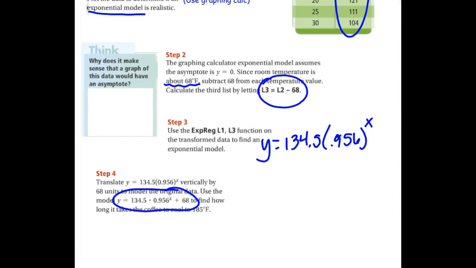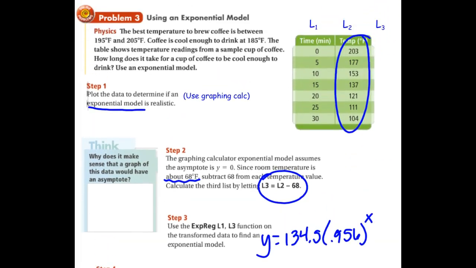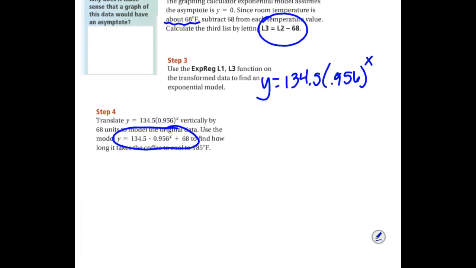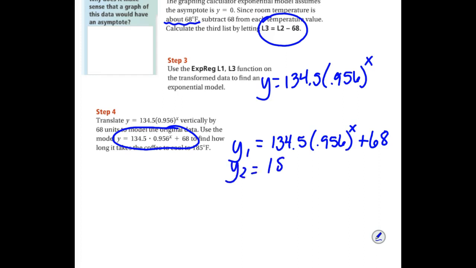All right, now it says, how long does it take for that cup of coffee to cool to 185 degrees? Okay, we have our equation. So you're going to enter in your calculator, y1 equals 134.5 times 0.956 to the x power plus 68. And put a second one in, just 185. That'll be a horizontal line that comes across, and we can figure out where these intersect. Okay, so put those in your y equals.